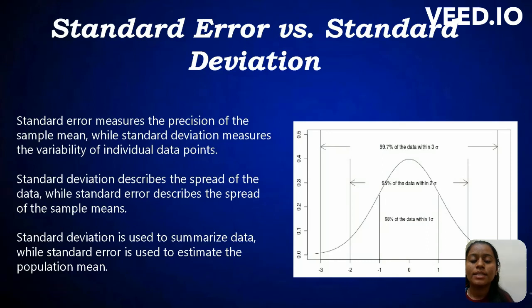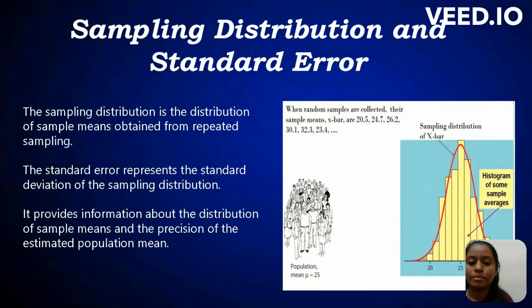Standard error versus standard deviation. Standard error measures the precision of the sample mean, while standard deviation measures the variability of individual data points. Standard deviation describes the spread of the data, while standard error describes the spread of the sample means. Standard deviation is used to summarize data, while standard error is used to estimate the population mean.